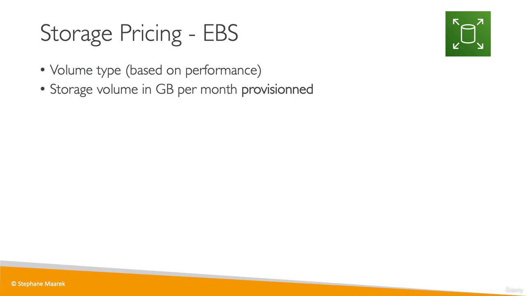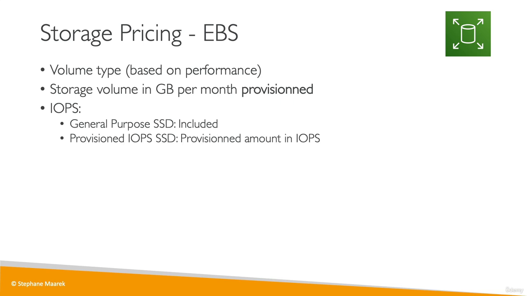Okay, you don't pay per use with EBS. You say, yes, I want a 100 gigabyte EBS volume, and you're going to pay for it regardless of whether you use it or not. Then the IOPS, so the performance of your volume. So if it's a general purpose SSD, it's included, but if it's provisioned IOPS, you're going to pay for the IOPS you provision. And for magnetic, the number of requests.